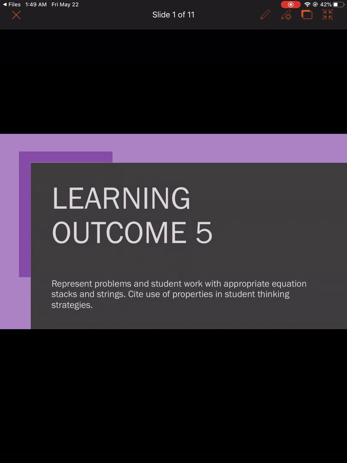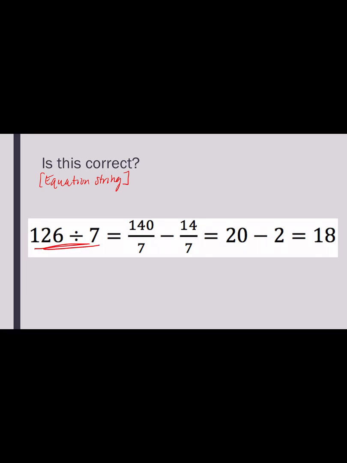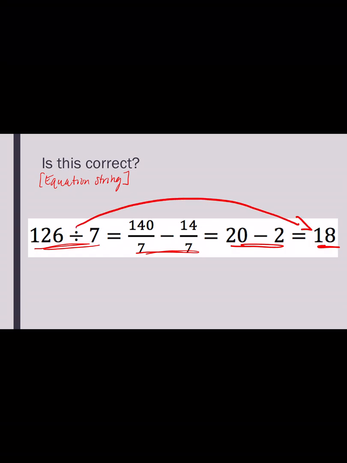So moving forward, we have a question about if this equation string is correct. Okay, is this correct? So this is an equation string example. An equation string is where we have expressions here, here, here, and here are all expressions. And they need to be all equal to the same value. So 126 divided by 7 should be equal to 18. So starting here should also be equal to 18.